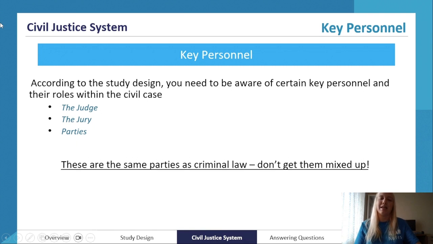Okay, next little bit of content, key personnel. So the study design has taken one off for you. Previously, it used to be the judge, the jury, the parties, and legal representation as well. Now you've just got the judge, jury, and the parties. You would have done this for the criminal justice system, but you need to know how the roles and aspects of the concepts are different in the civil justice system. You can even get a question that asks you to compare the roles of key personnel within the civil and the criminal justice system. That can be a thing.